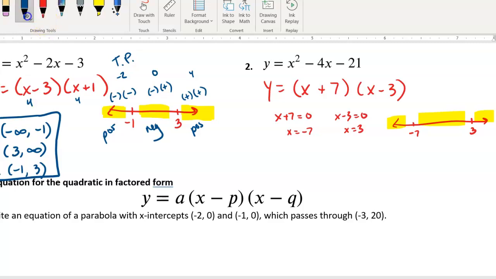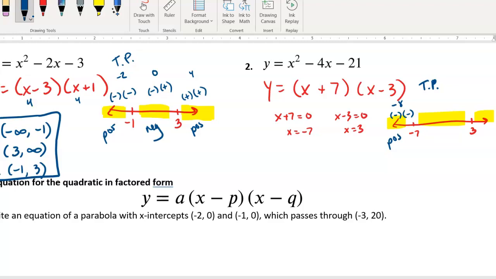So again, one of the methods that we can use for that is using test points. So let's go through that process of trying different test points of negative 8. Again, a number smaller than negative 7, so negative 8. If I do that, I get negative 8 plus 7. Well, that's going to be a negative answer. Negative 8 minus 3, that's also negative, and a negative times a negative is positive. So before negative 7, the graph would be positive.